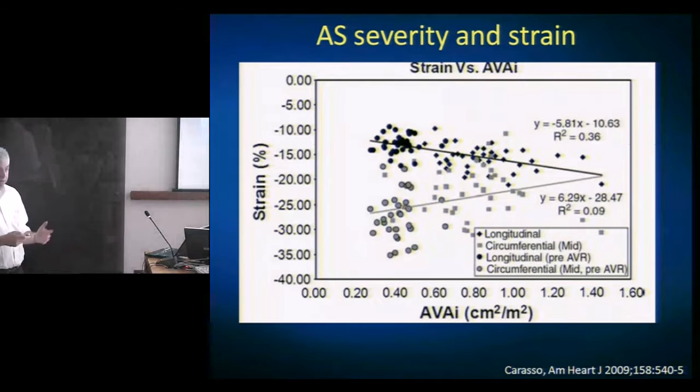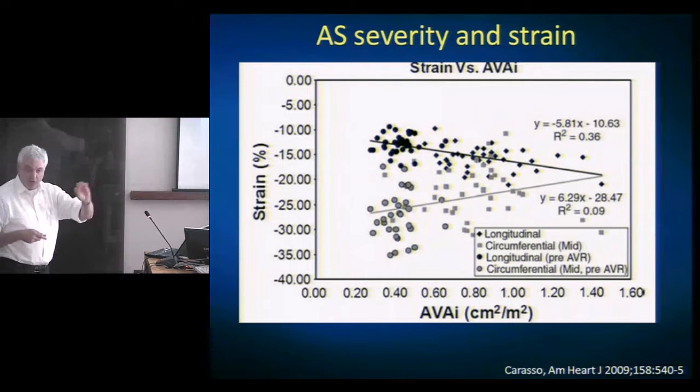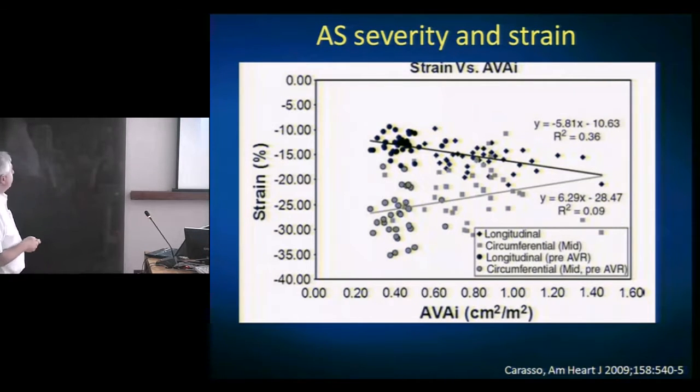I've simplified it, but just in big terms. If you look at aortic valve area here as a measurement of the severity, an index of the severity of the aortic stenosis, and look at circumferential versus longitudinal strain pre-aortic valve repair, usually circumferential and longitudinal strain in their absolute values are quite similar. Longitudinal strain's a bit more, but they're quite similar. You can see that preferentially longitudinal strain is affected more than circumferential strain.